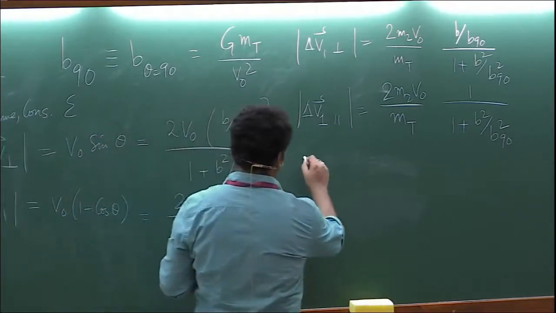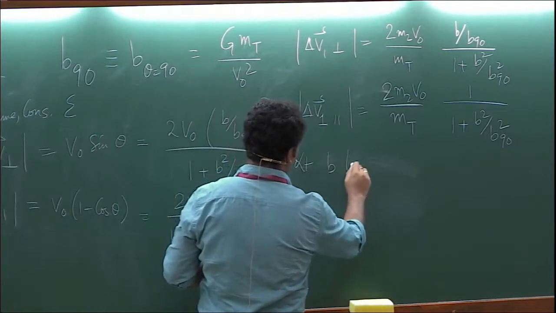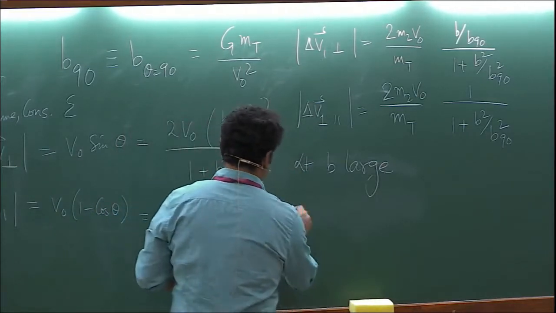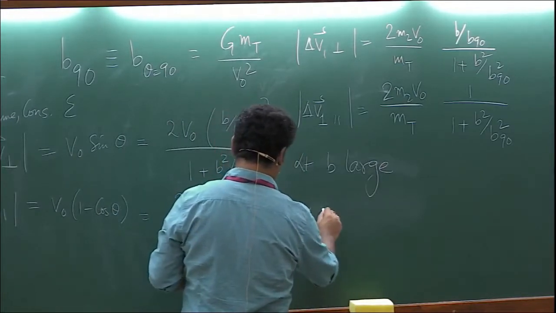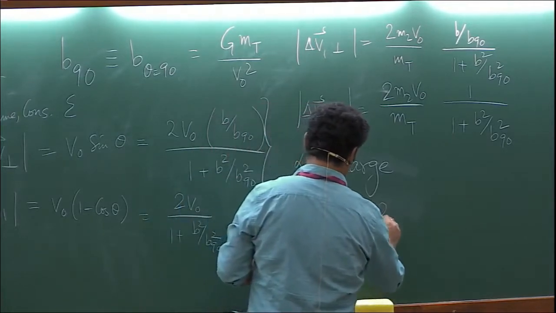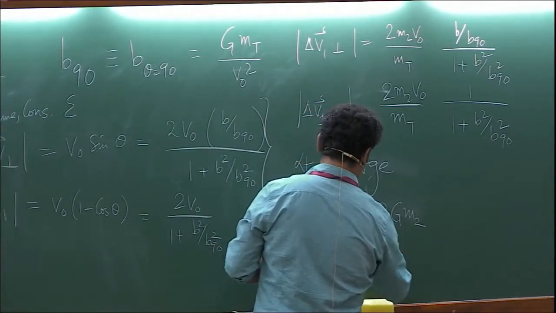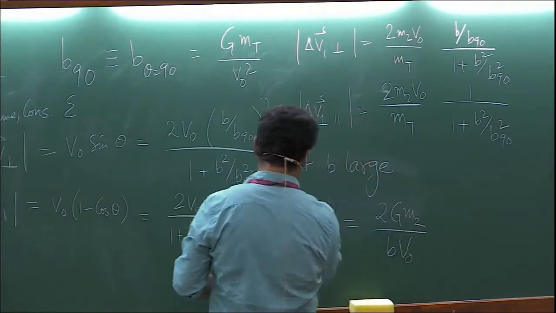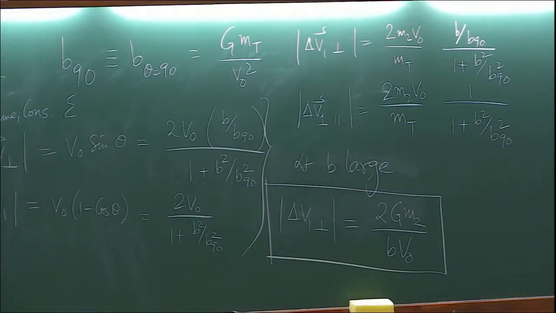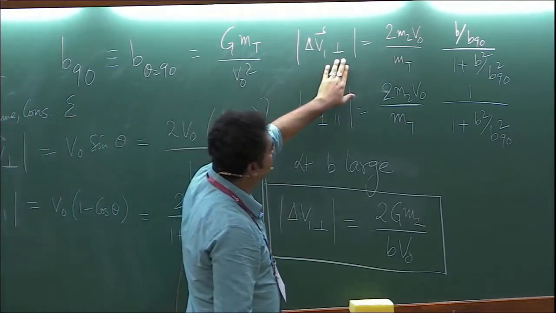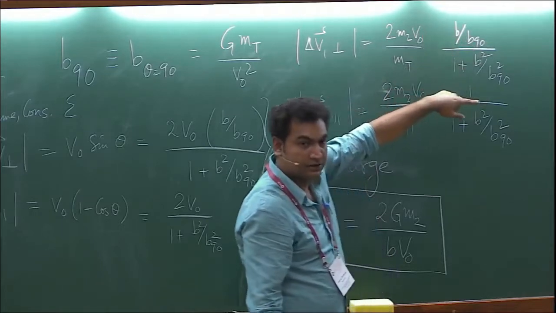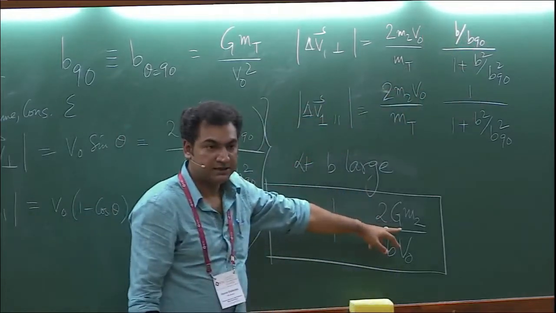So let's now think of the limit b large. Then your delta V1 perpendicular will be 2 G M2 over b V0. I just went to this equation and dropped the one. This is b90 over b, and then I put back what b90 is. And that's what you get.